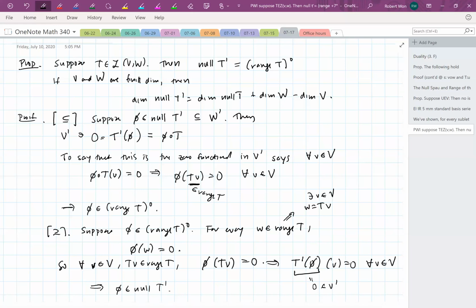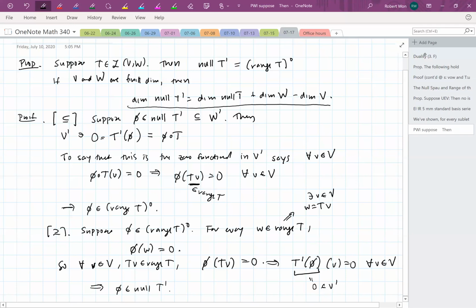Okay, so really, in both directions, it's essentially the same argument. You just write down the definition of being in the null space of T dual. You write down the definition of being in the annihilator of the range of T. And it turns out that they're the exact same condition: phi of T applied to every v gives you 0. Okay, and now I need to prove this equality, this dimension business. So let's do that.